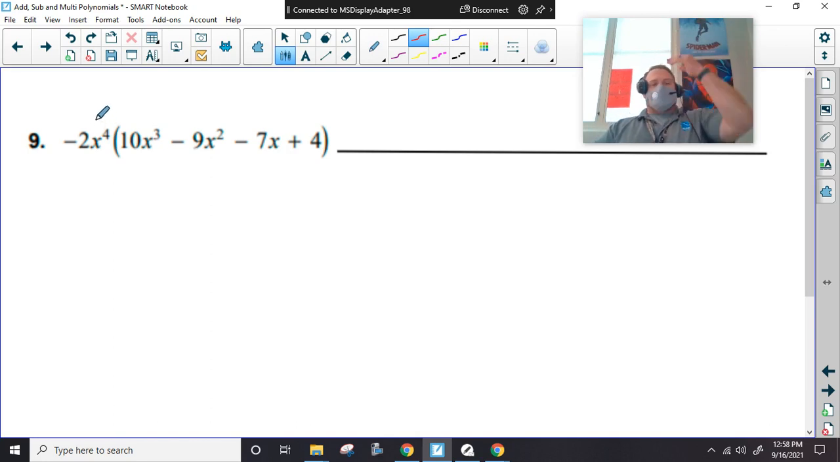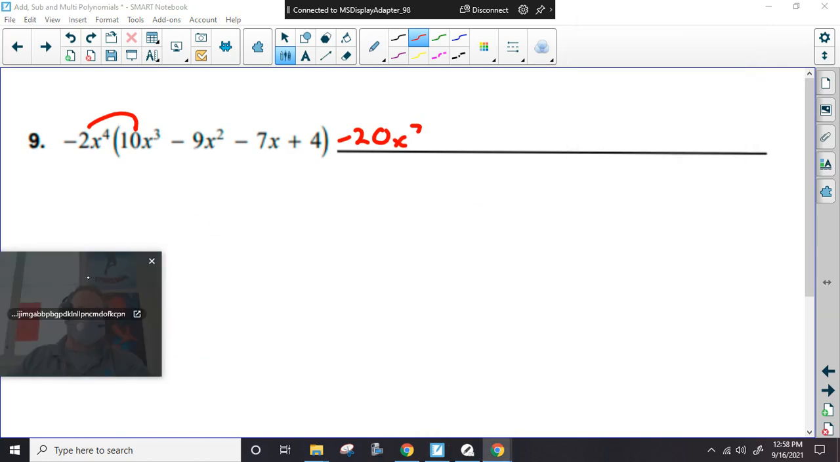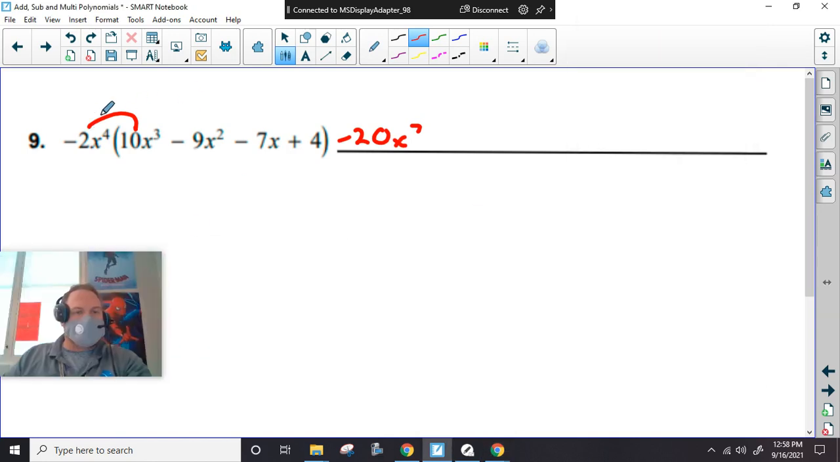Same verse, same as the first. So it's the same process, just different numbers. So we get negative 20. This looks to be x to the 7th. I'm going to move my face. Okay. This is a positive 18x to the 6th.